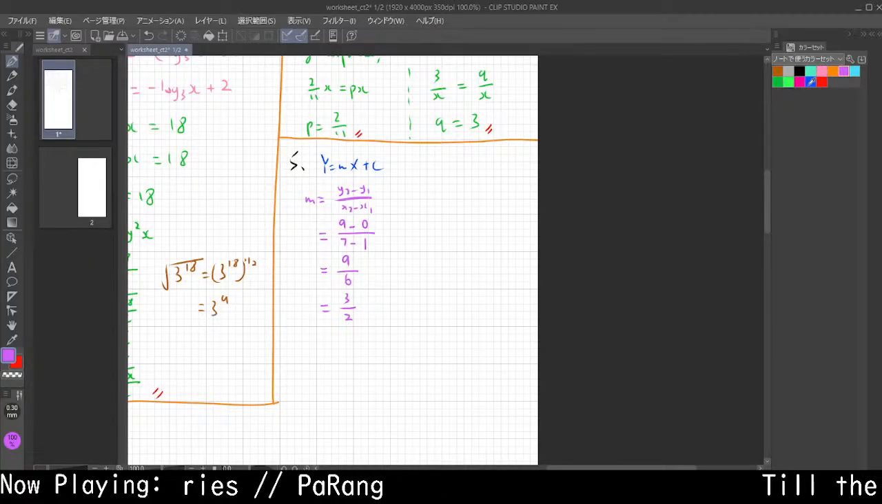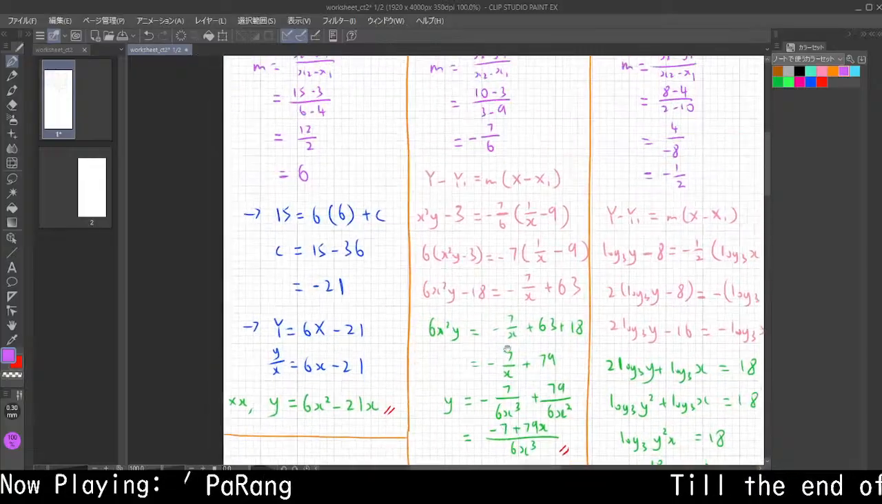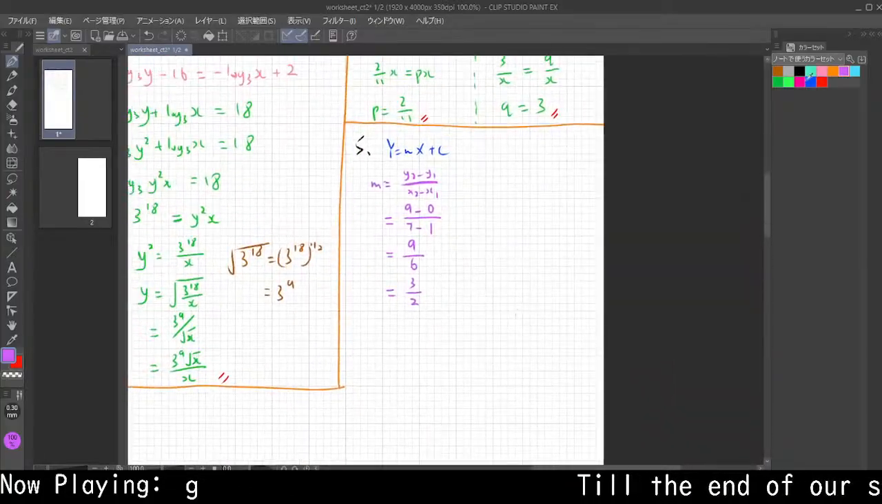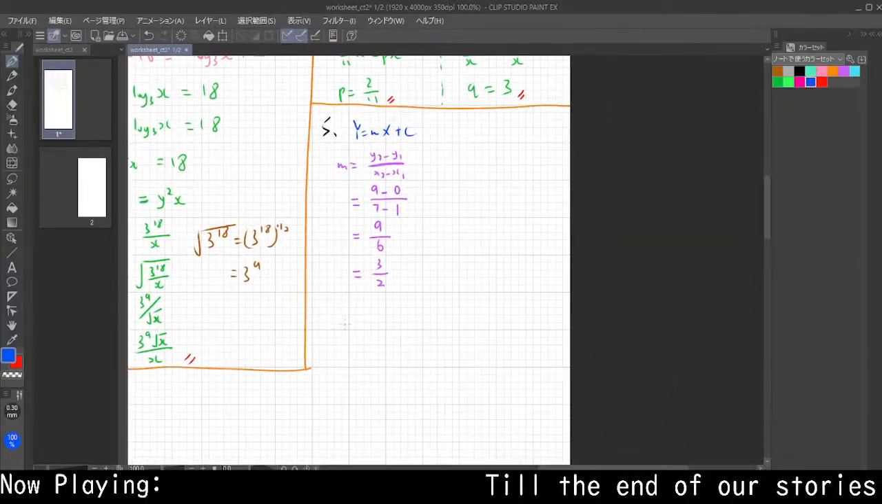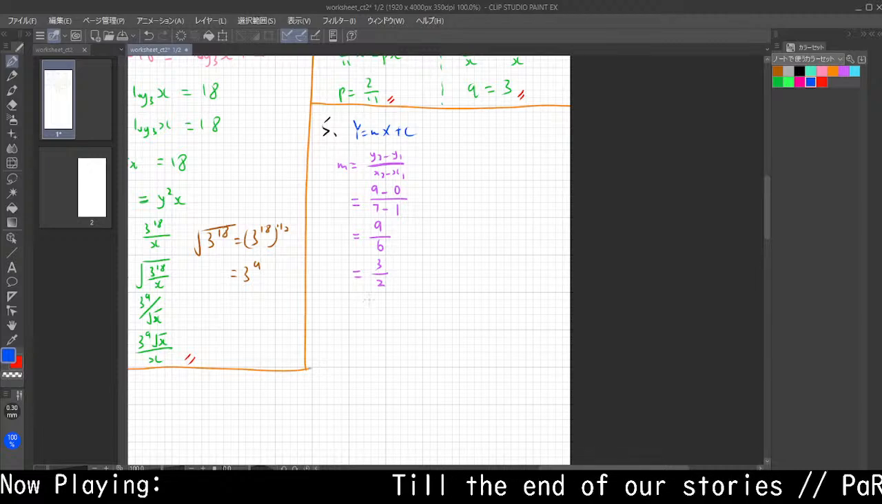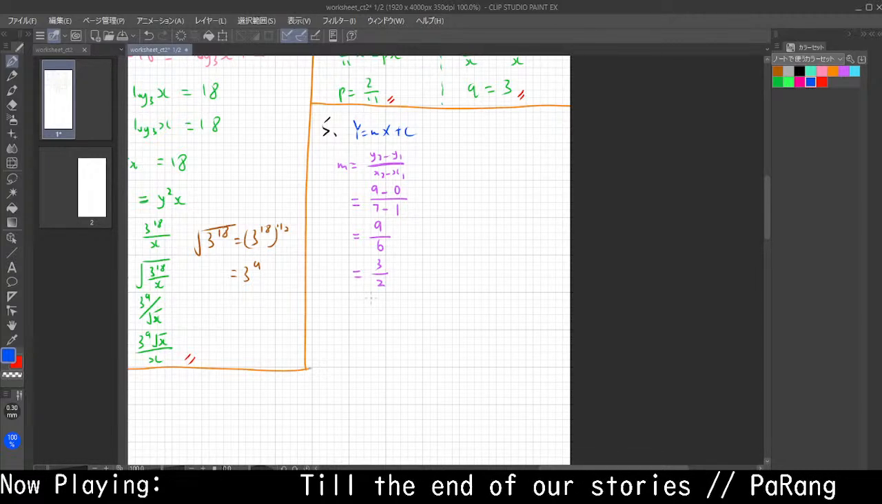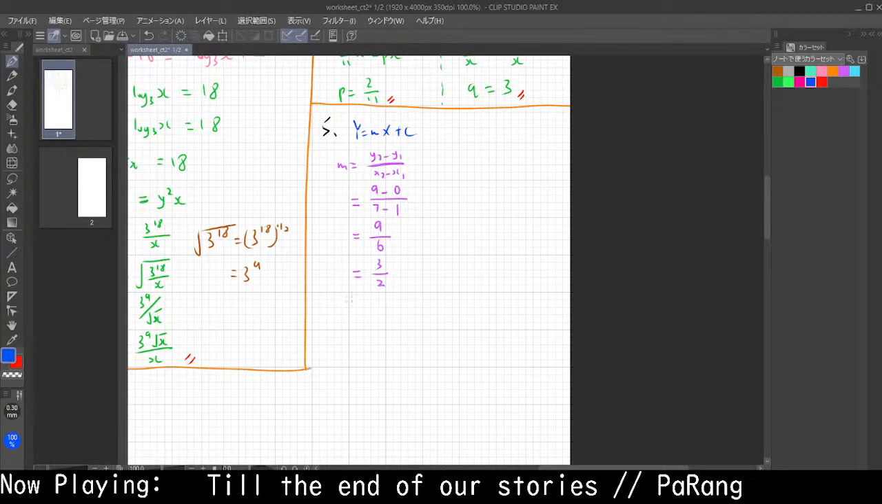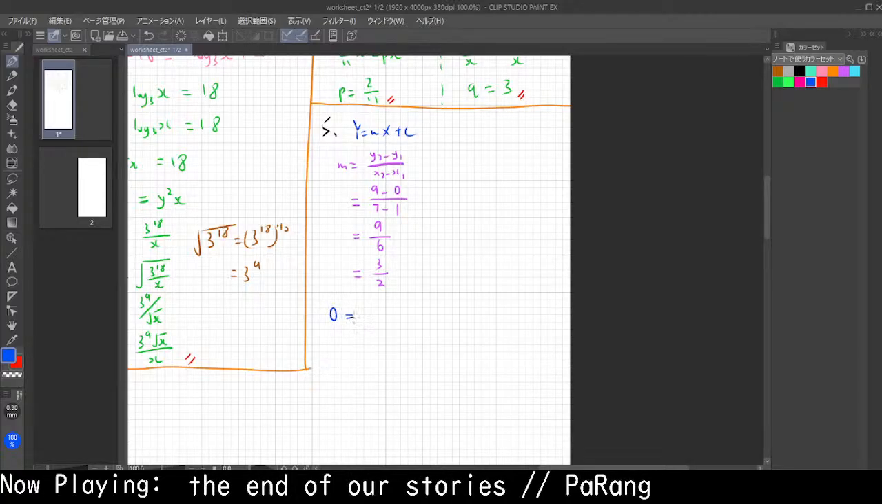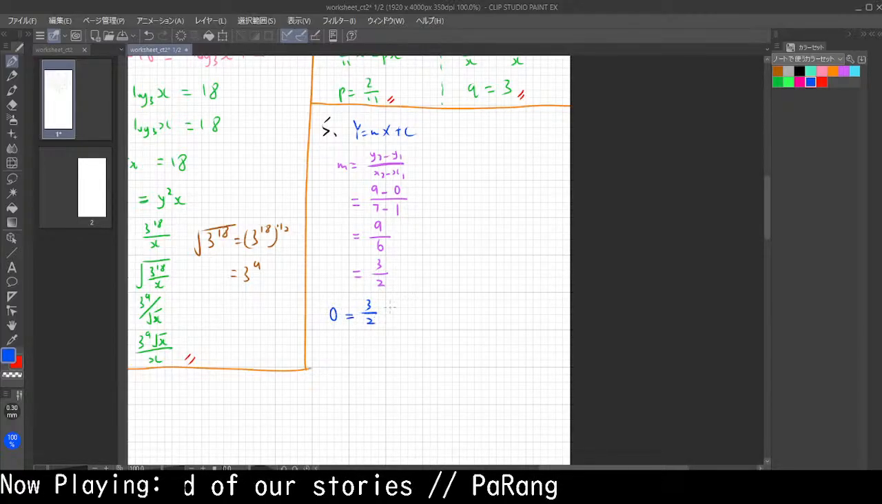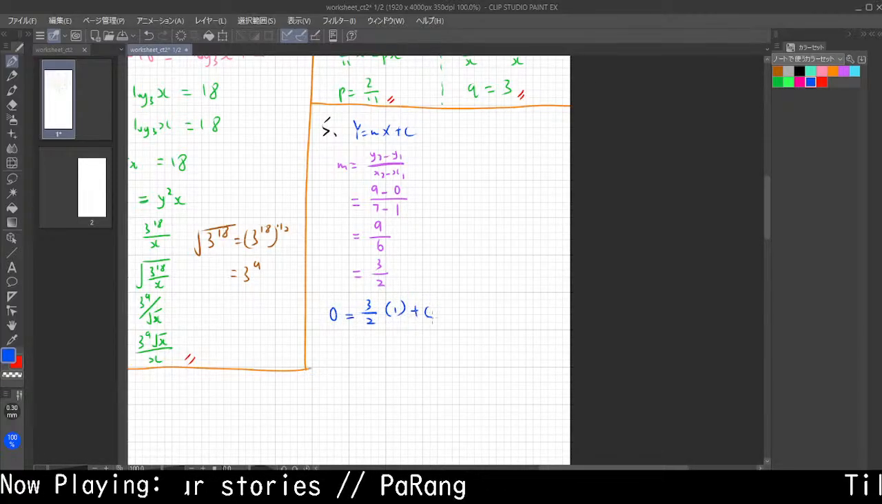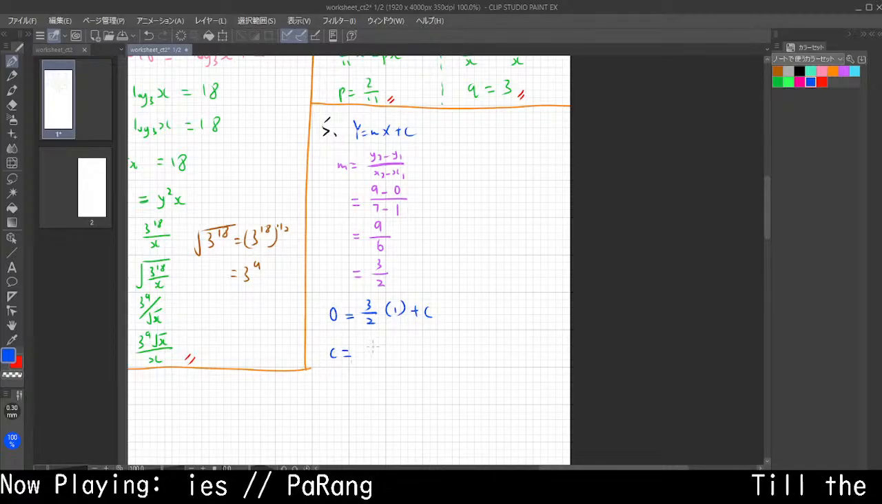So in this case, what color did I use for that? Oh, I used blue. Okay, so basically let's just choose (1, 0) because it's easy. So your capital Y is 0 equals your m is 3 over 2, your x is 1, plus c. Your c directly equals to this one times 1, which is 3 over 2.